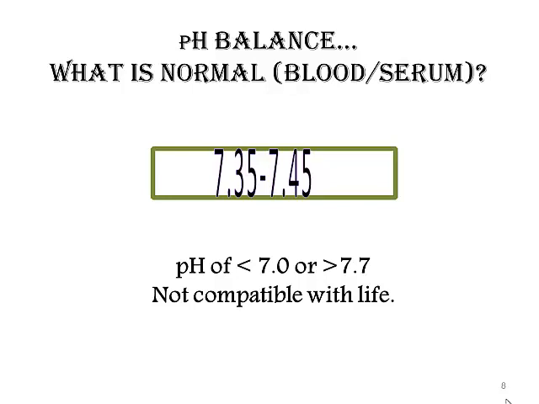Okay, review time. A pH of less than 7.35 represents high or low hydrogen ion concentration? High, and it is known as acidemia or alkalemia? Acidemia. A pH of more than 7.45 represents high or low hydrogen ion concentration? Low, and it is known as alkalemia.